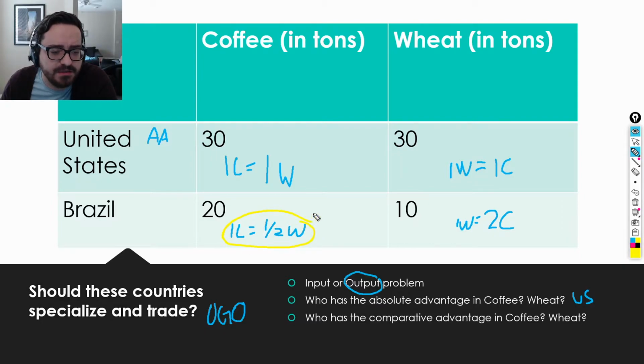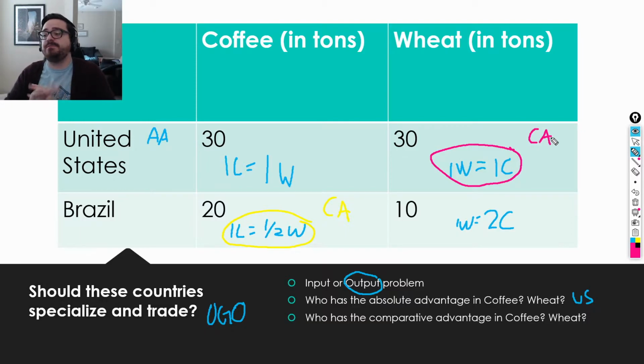That'd be Brazil. That's a very bright yellow. It's very hard to see. I'm going to use red instead. And then who has the comparative advantage in wheat? That'd be us. Because again, you can't have a comparative advantage in both. So even though America has an absolute advantage in both goods, they can't have a comparative advantage in both. Brazil has a comparative advantage in coffee because they give up less wheat per unit of coffee they make. America, though, has the comparative advantage in wheat because they give up less coffee per unit of wheat they make.